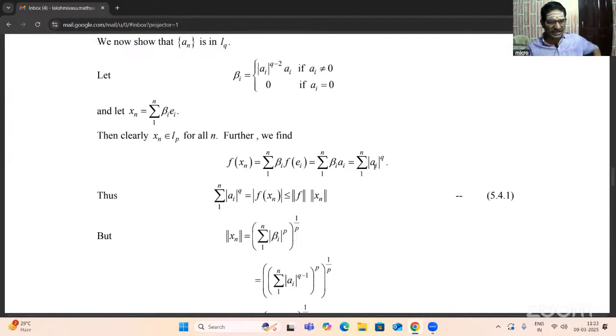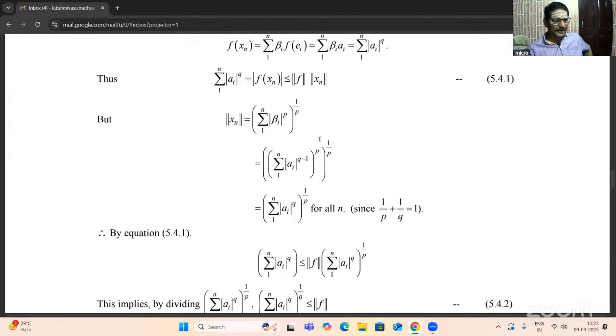Now again that value is Σ |aᵢ|^q. What is the value of this? It is |f(xₙ)|, which cannot exceed norm f times norm xₙ. So norm xₙ means (Σ |βᵢ|^p)^(1/p). According to the inequality, this can be stated as |βᵢ| = |aᵢ|^(q−1).